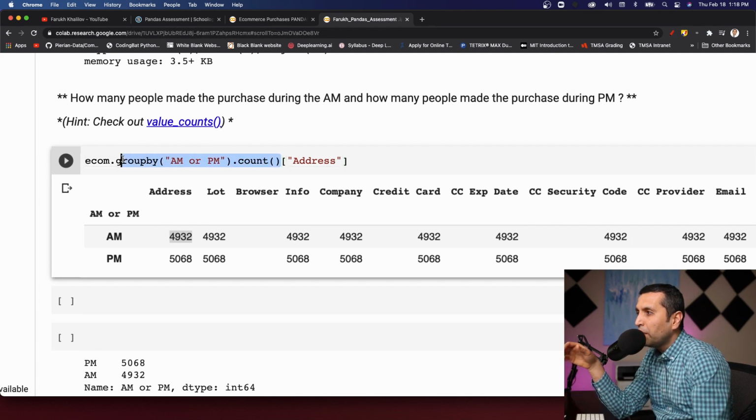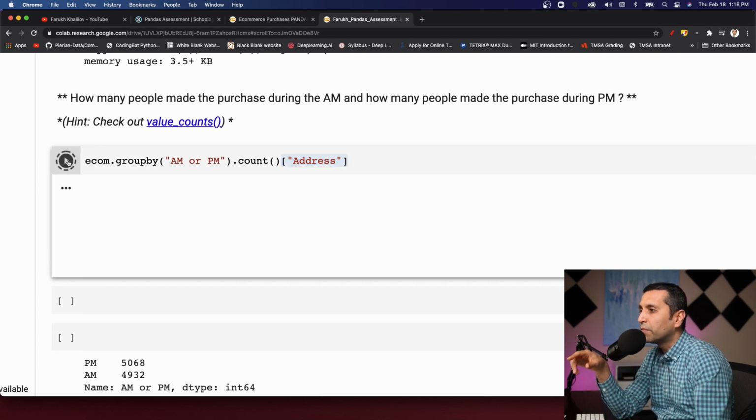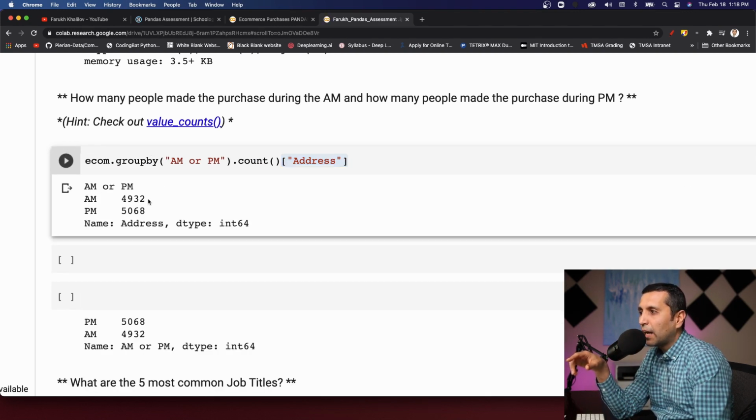So up to here, it was grouping. You see, the highlighted code is my entire data frame. But if you put that specific, it is going to pull out one column only. So if you run it, perfect. I see the numbers only. That is amazing. And it just makes sense, guys. Usually people during the PM time are doing more shopping than AM time.